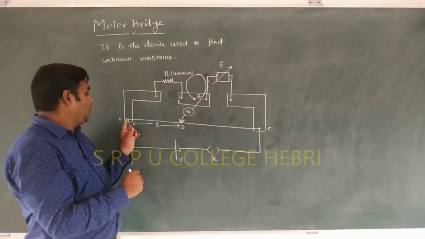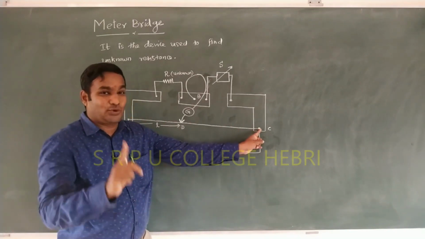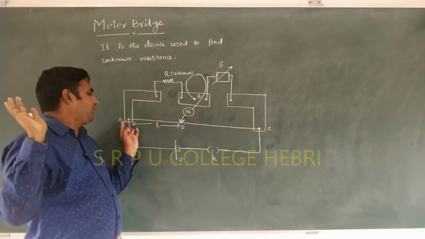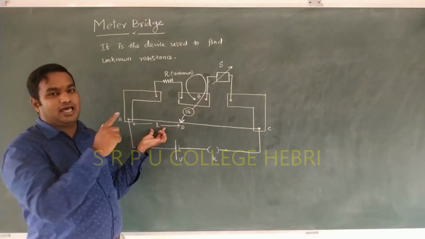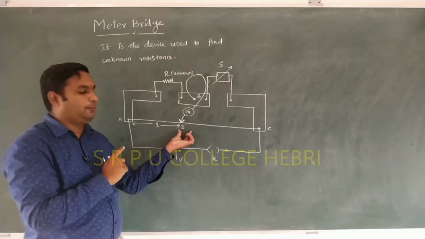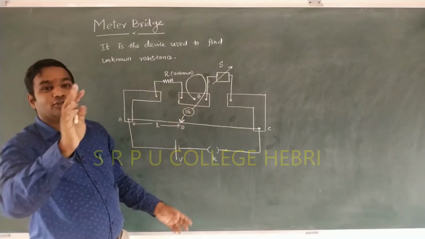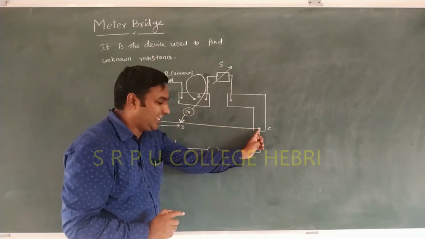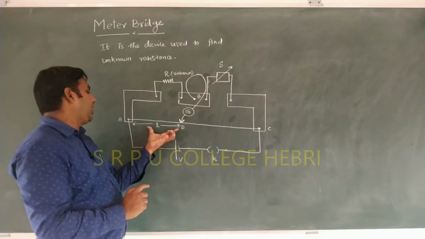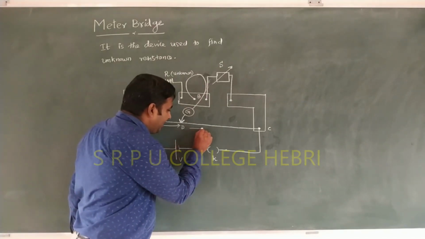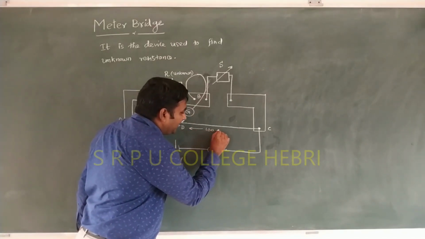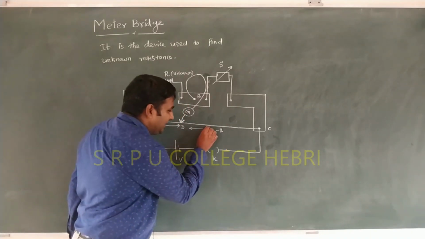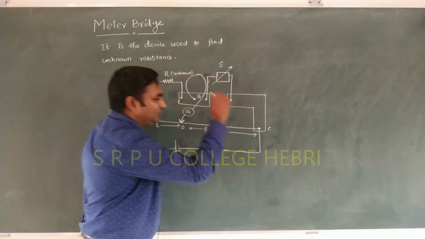Dear student, total length AC is equal to 1 meter. I already said 100 centimeter. And the balancing length from A to D is equal to L. L is called the balancing length, using the null point D where the galvanometer shows zero deflection. And the remaining length DC, out of total length AC, by removing AD, is 100 minus L in terms of centimeter. 100 minus L in centimeter is the remaining length.